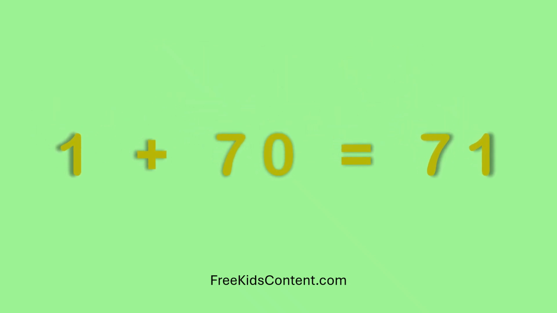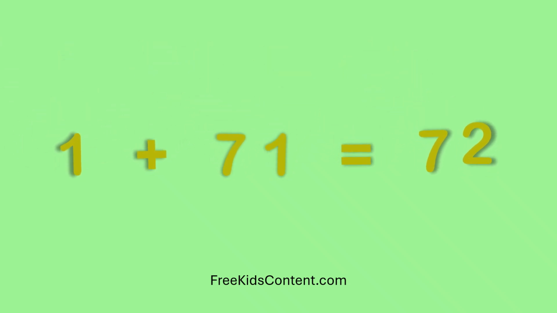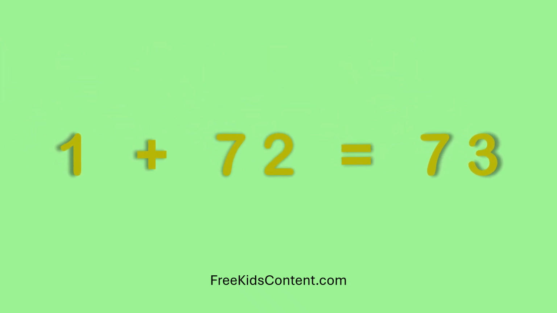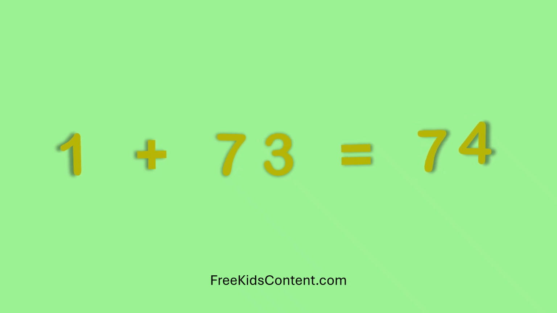1 plus 70 is equal to 71. 1 plus 71 is equal to 72. 1 plus 72 is equal to 73. 1 plus 73 is equal to 74.